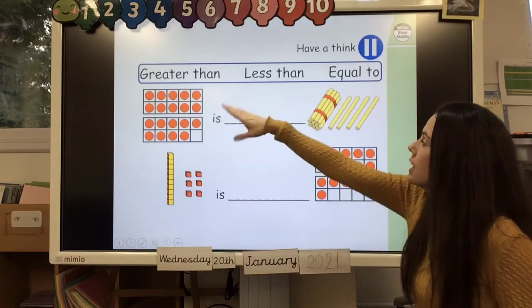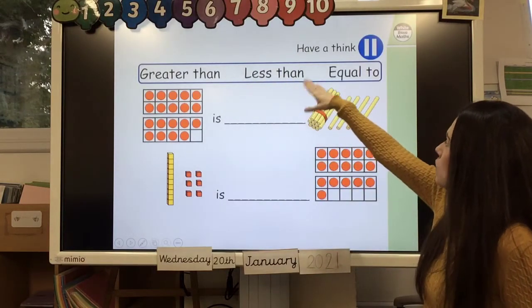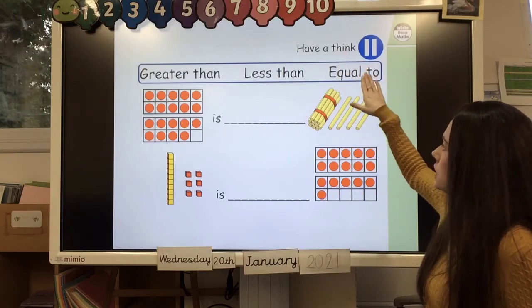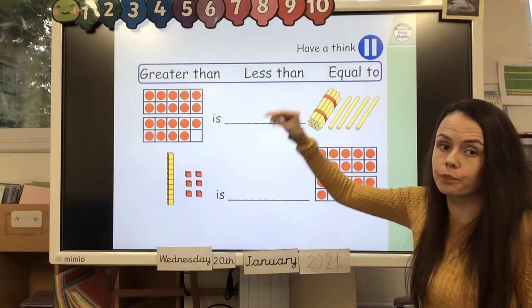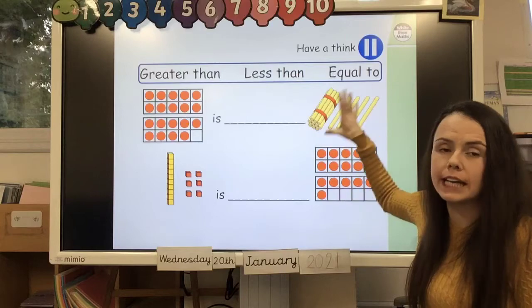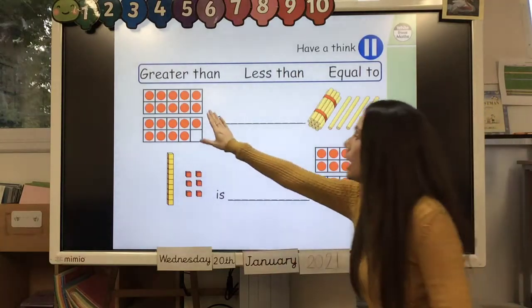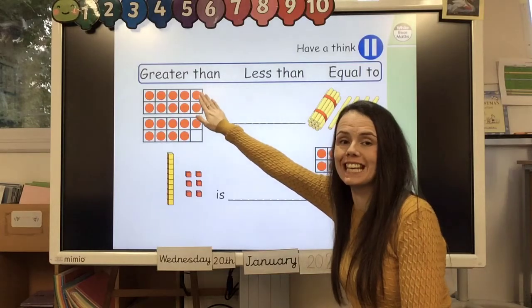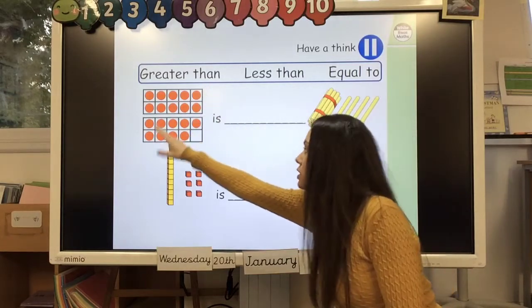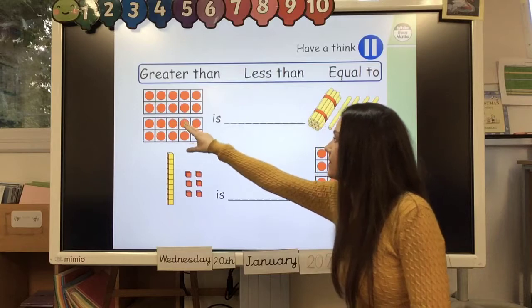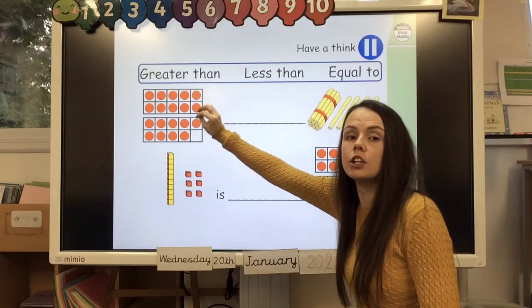Let's have a look here. We've got greater than, less than, or equals to. So greater than is like more than, less than means it's smaller, equals to means the same, it's the same. So how many have we got here? We've got a complete 10 frame, so 10, 11, 12, 13, 14, 15, 16, 17, 18, 19.